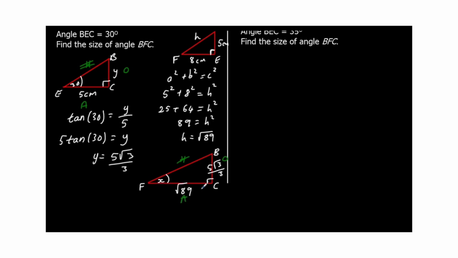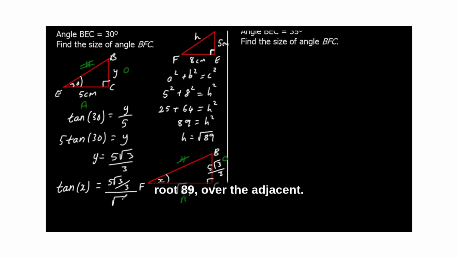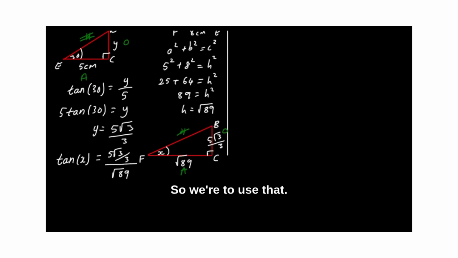So it's tan. And we have tan of the angle equals the opposite, so 5 root 3 over 3, over the adjacent, root 89. 5 root 3 over 3 is the answer in our calculator, so we're going to use that. We're going to do shift tan, our answer, over root 89, and that will give us our angle.